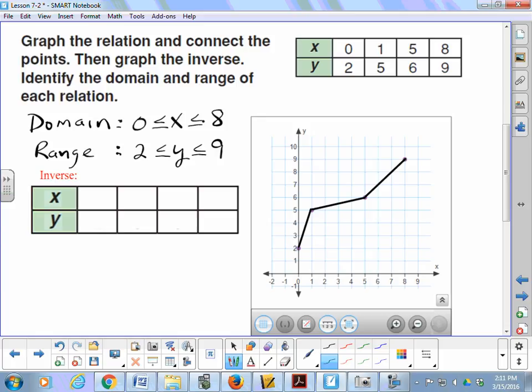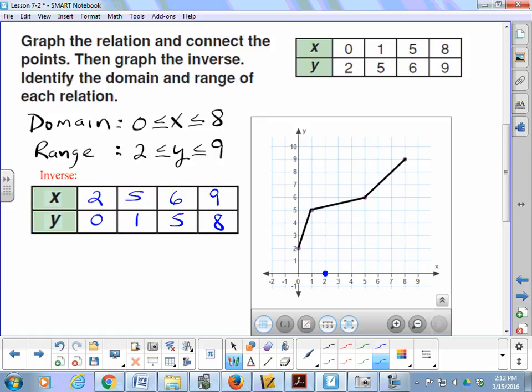So to do the inverse then, all the inverse is a reflection over the line y equals x, which means that all we're going to do is take the values of x and y and switch them. So when I write down my inverse, take all those points, switch them. So the first one was 0, 2, so that becomes 2, 0. 1, 5 is 5, 1. 5, 6 is 6, 5, and then 9, 8. So for the inverse, all we're doing is switching x and y.